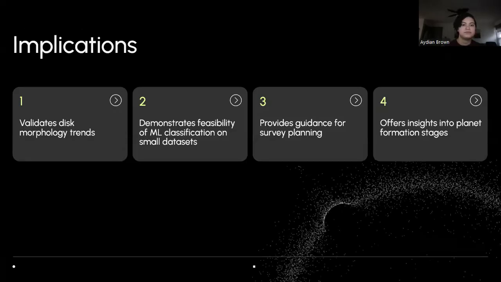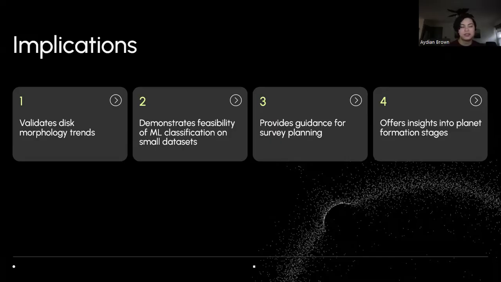These results have multiple implications. First of all, the distribution of disk classes in our dataset mirrors trends seen in the larger surveys, of course, which we already said, validating the use of automated classification. Secondly, the work demonstrates that small, high quality sets can be informative. Third, by combining image and radial features, we provide a method that can guide survey planning.